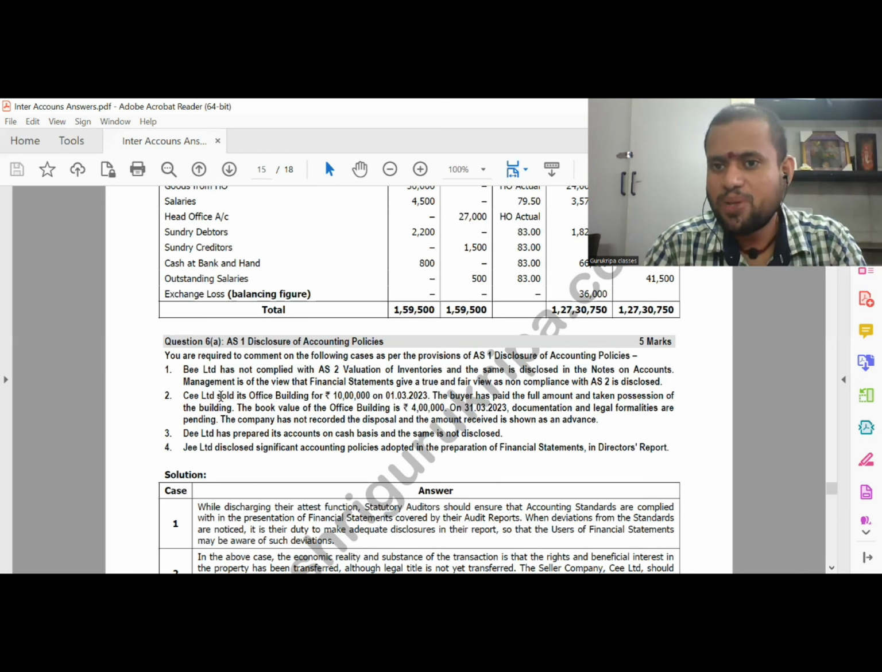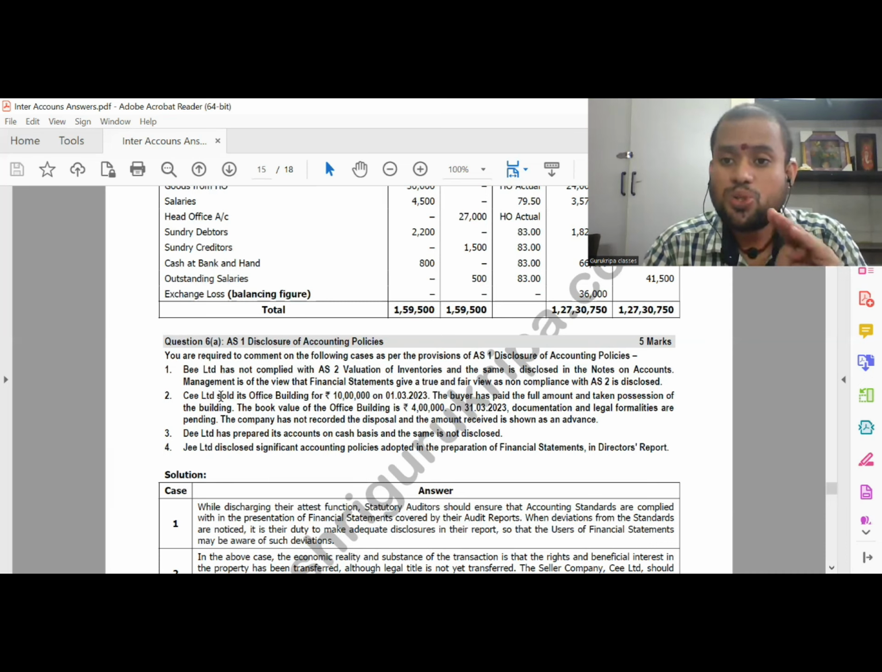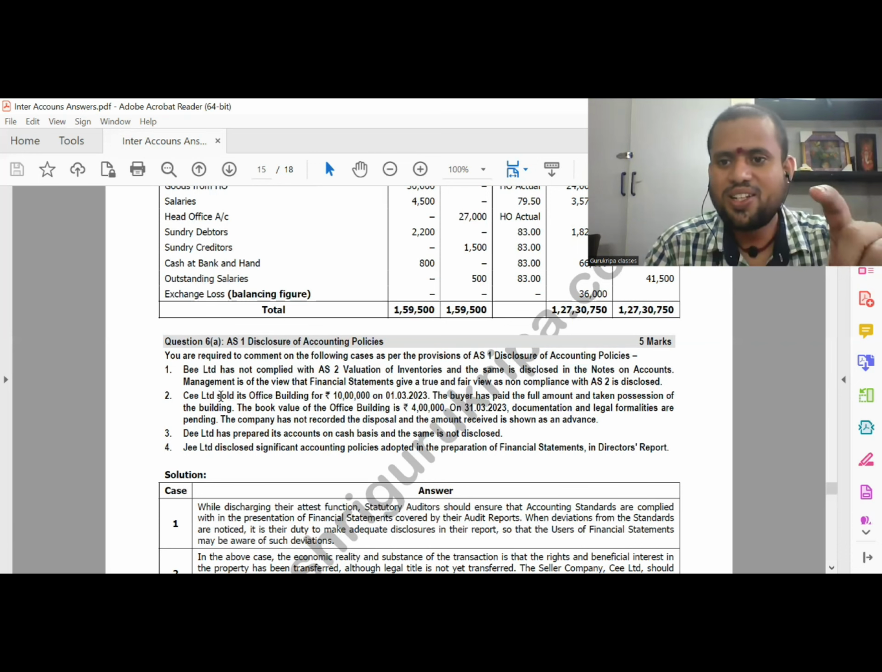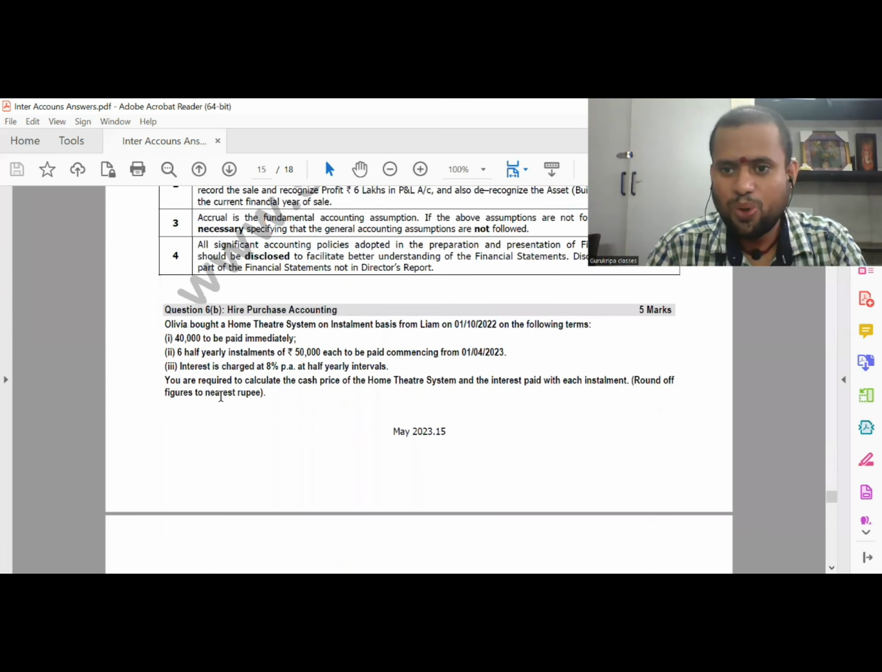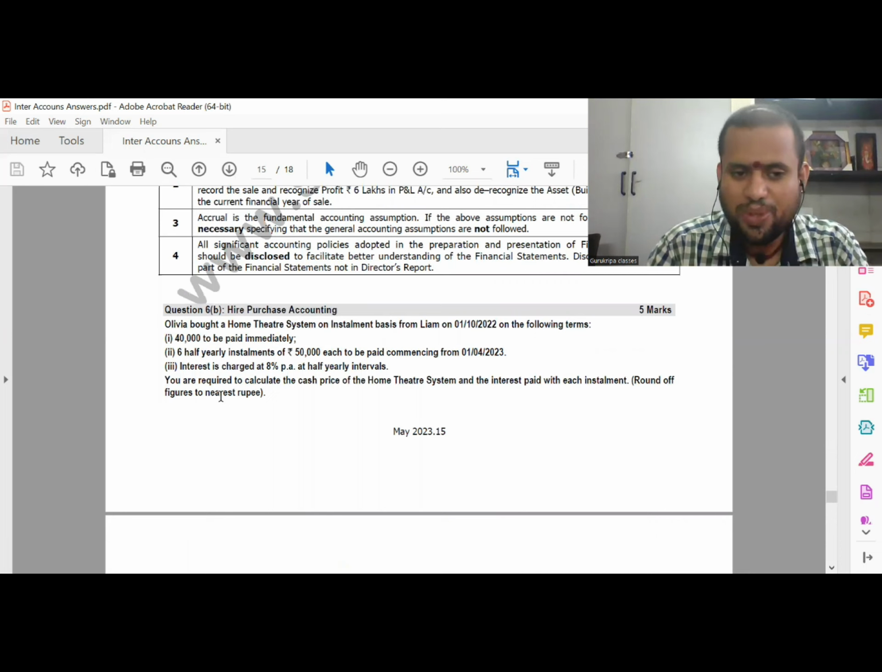So fundamental accounting assumption, if not followed, we have to specifically disclose. That point is there. Then fourth point, significant accounting policy should be disclosed in the financial statement, not in the director's report. So these are all principles already there. So as such, this type of question is not there. And hire purchase, already we have told, same half yearly installment. Same concept has been tested again.